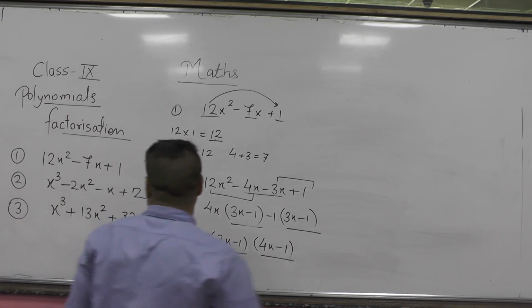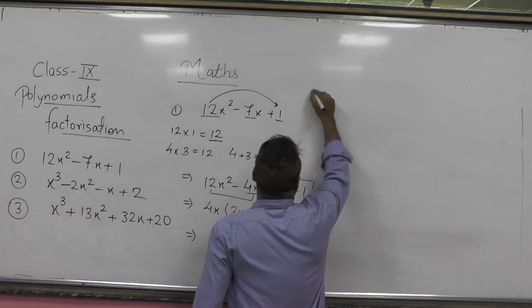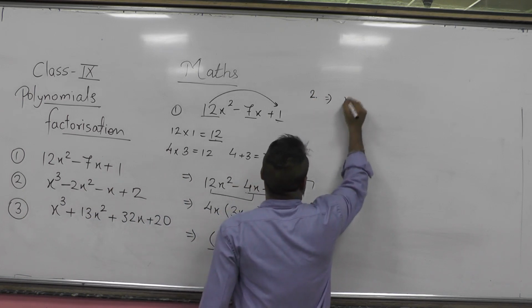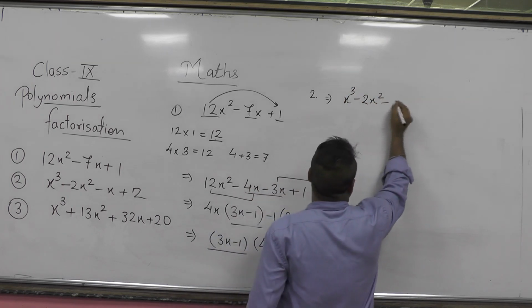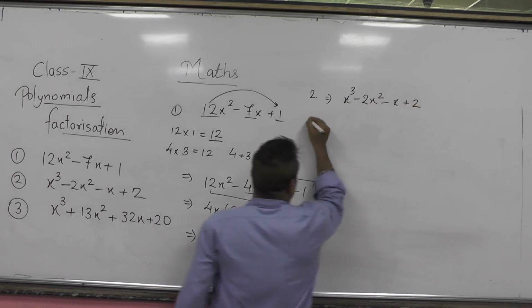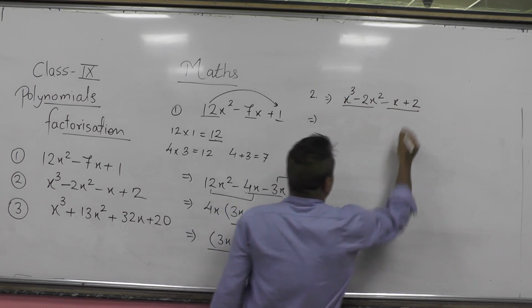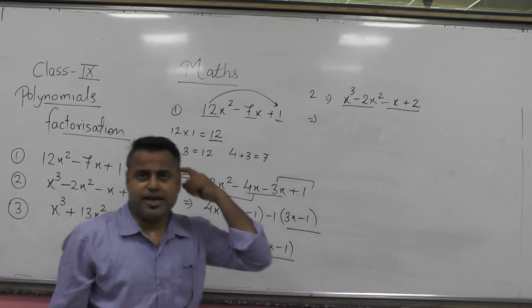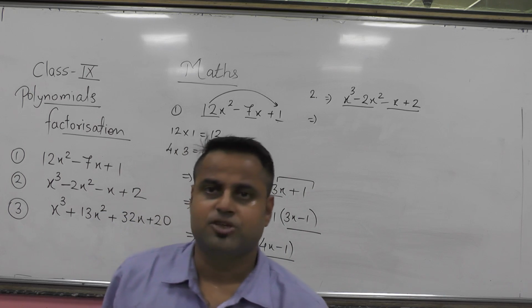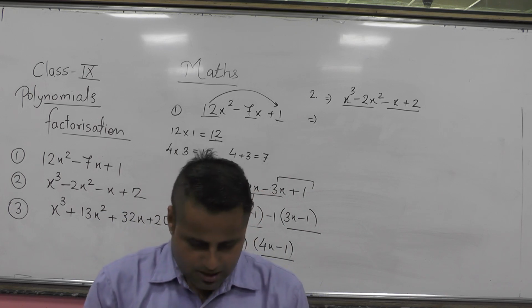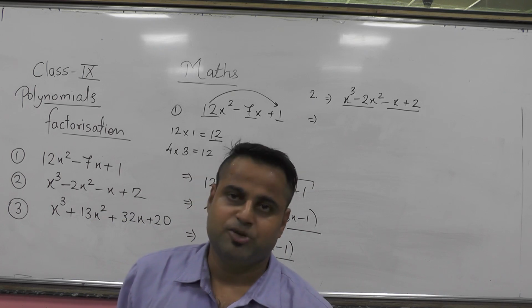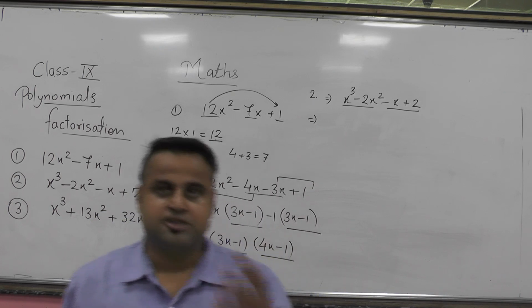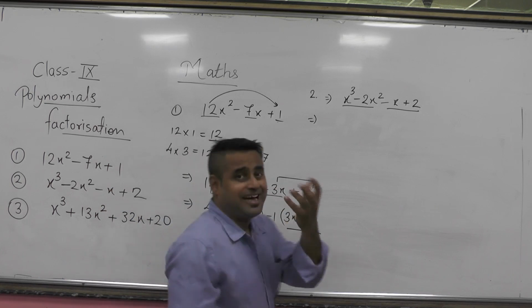Now, see the second one. The second one is x cube minus 2x square minus x plus 2. Okay, now see. First we can take a common term from these 2. One by one, you need to check first whether any term is common between them. Else you can split. So don't split directly.